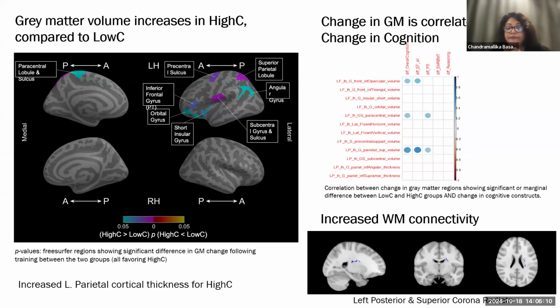One more. And we also saw the groups with the unpredictable training showing increased white matter connectivity in left posterior and superior corona radiata, which connects the caudate to the parietal regions of the brain.